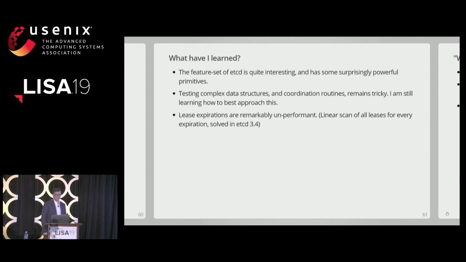And expiring leases are really slow, especially in etcd 3.3 and lower. Every single one does a linear scan of the entire set of leases in the cluster, which caused some huge performance problems for me. Luckily, that's been solved. They put a heap into etcd 3.4 for these things. That was a nice surprise for me.